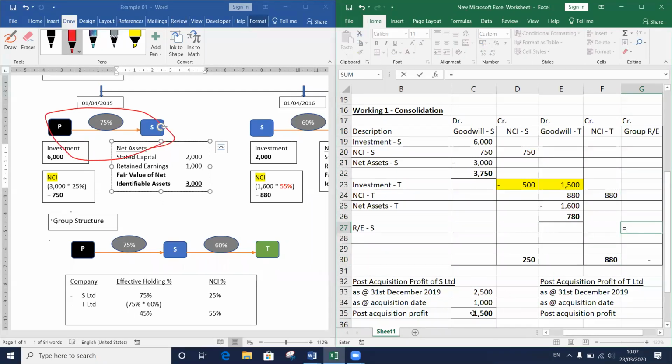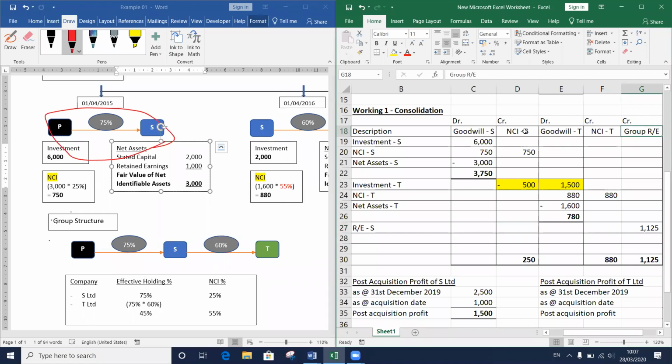Out of this 1500 post acquisition profit, 75% belongs to us, right? That is 1125. The rest, the 25%, to whom does it belong? NCI.